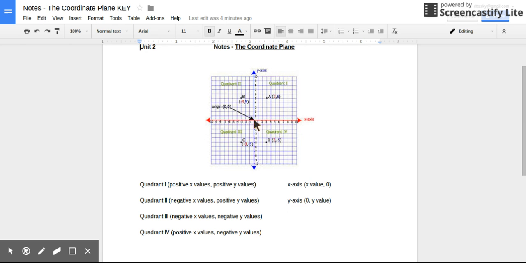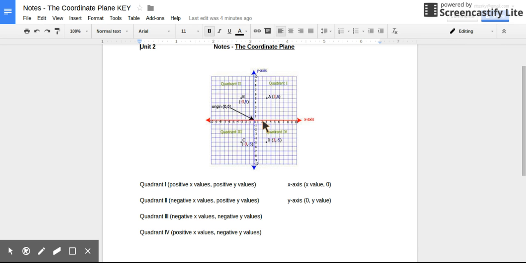The origin is a special place on a coordinate plane. It's at the very center, and its coordinates are 0, 0. From there, x coordinates grow more positive to the right. So 1, 2, 3, 4, 5, and so on. They grow more negative to the left. So negative 1, negative 2, negative 3, and so on. Y values grow from the origin up more positive, and they grow down more negative. So x-axis values are positive to the right, negative to the left. Y values are positive up, negative values down.